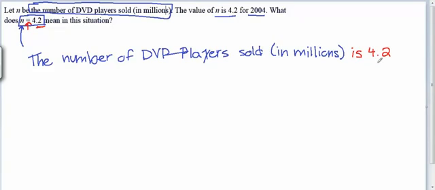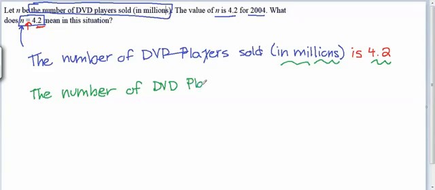We wouldn't say the number of DVD players sold in millions is 4.2. We'd usually combine these two phrases, the in millions and the 4.2. So we probably would say the number of DVD players sold is 4.2 million. That would be a smoother way of saying it. So the number of DVD players sold is 4.2 million.